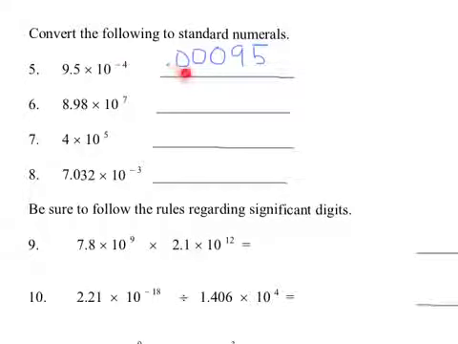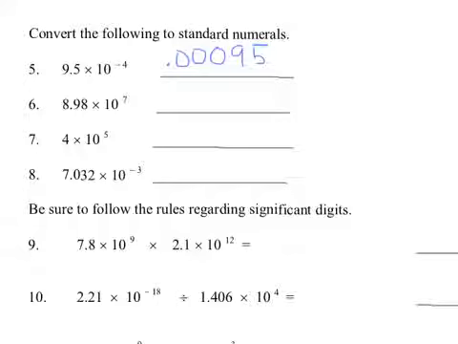So if you notice, what I've done is I've moved the decimal 4 times. I've moved it from here 1, 2, 3, 4. So this number here and this number here mean the same thing. Let's try doing it the other way with a positive exponent of 10. We'll try doing number 6 here.